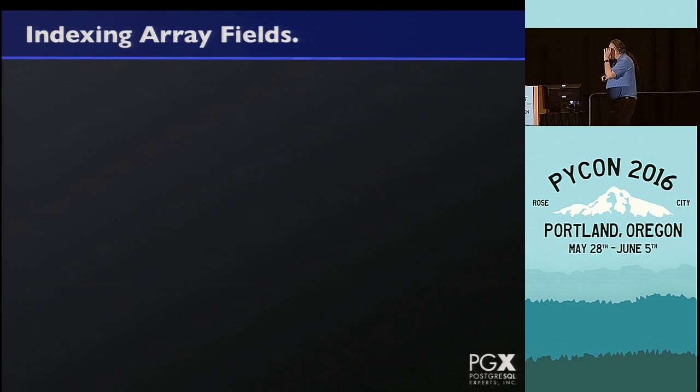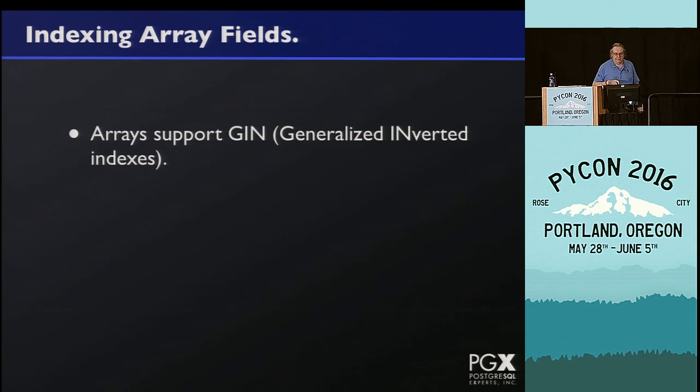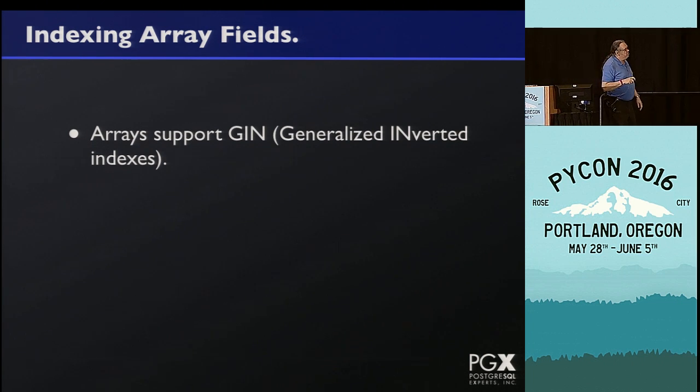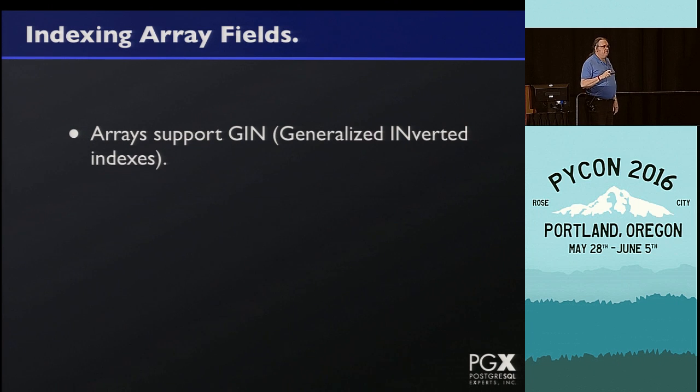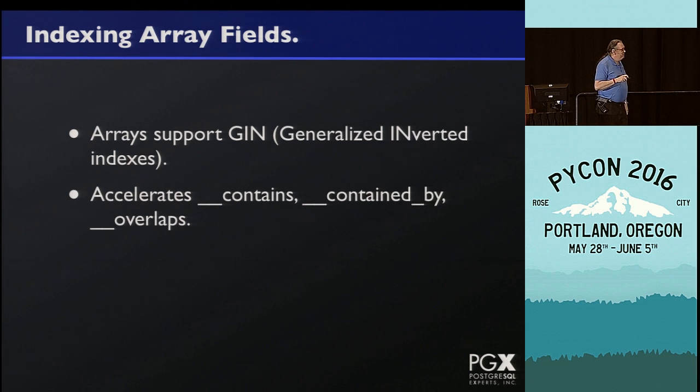So since we talked about array fields, let's talk about indexing array fields. Arrays support GIN indexes, which is short for generalized inverted index, or so the claim goes. However, the same crew that came up with GIN indexes also came up with VODKA and RUM indexes, so I wonder if this acronym is actually what they had in mind, but whatever.